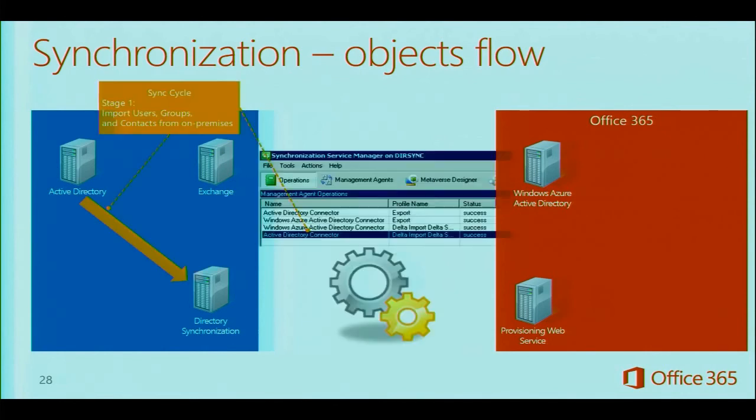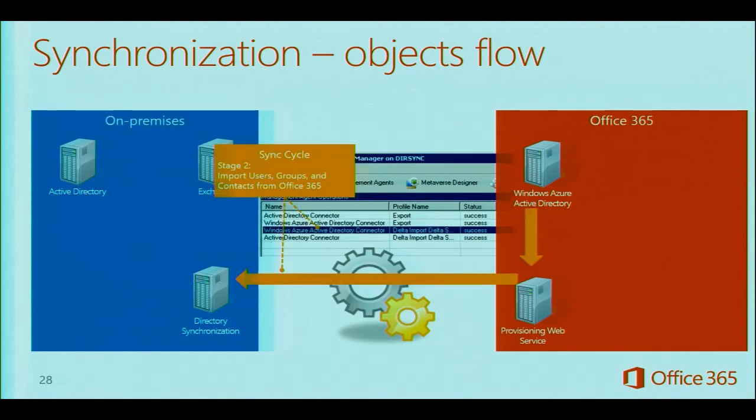So the first thing that we do as part of the sync cycle is we import the users and groups and contacts that are in your on-prem AD, and we import them into that DirSync server. Next, we're going to do a sync cycle from Office 365, where we'll actually import objects from Windows Azure Active Directory into your DirSync server. Now, this is really only relevant if you've actually created some objects in Office 365 during your pilot phase. If you haven't done this, then really nothing's going to happen during this cycle. But we do that anyway, just to see if there are objects that you have up in the cloud that we might need to sync back into your DirSync server.